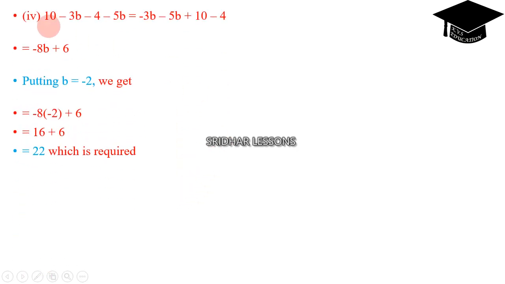Question number 4. 10 minus 3b minus 4 minus 5b. We can rewrite the like terms, or else we can rearrange them like this. Minus 3b minus 5b plus 10 minus 4, which is equal to minus 8b plus 6. And we have to put b is equal to minus 2. This is equal to minus 8 into minus 2 plus 6. Minus 8 into minus 2 is equal to 16 plus 6, which is equal to 22.